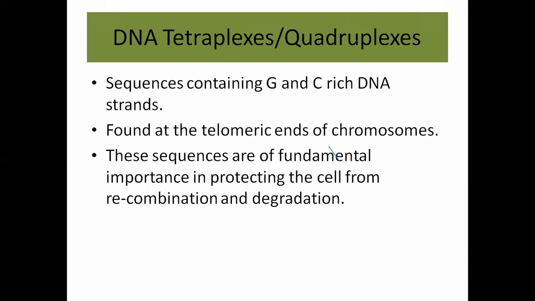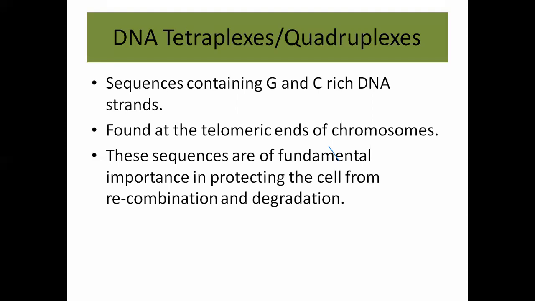Now we have studied the double helical model and the triple helix. Next we are going to study DNA tetraplex or quadruplex. What do we mean by DNA tetraplex? DNA tetraplexes contain sequences which are either guanine rich or cytosine rich, and they are found at the telomeric ends of chromosomes.